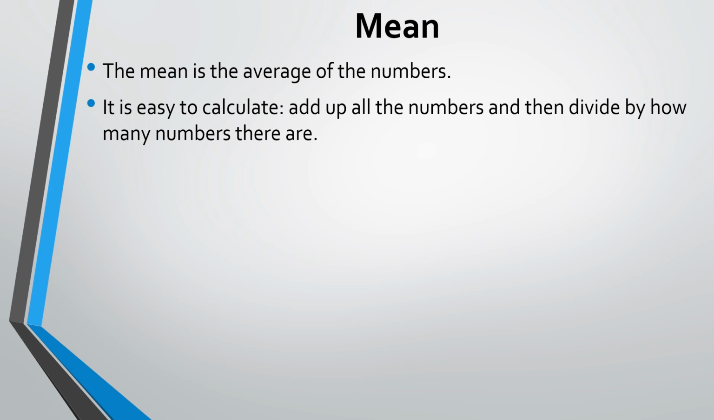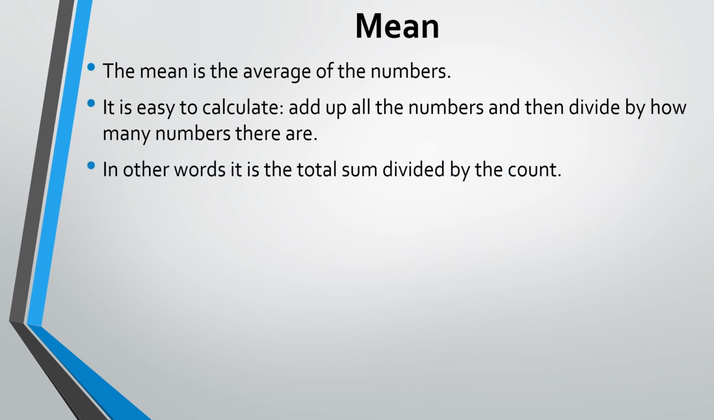Meaning, you need to find the sum of all the numbers which have been given and divide by the number of numbers which have been given. In other words, it is the total sum divided by the count. Total sum is nothing but the sum of all the elements. Count is nothing but the number of elements which have been given.